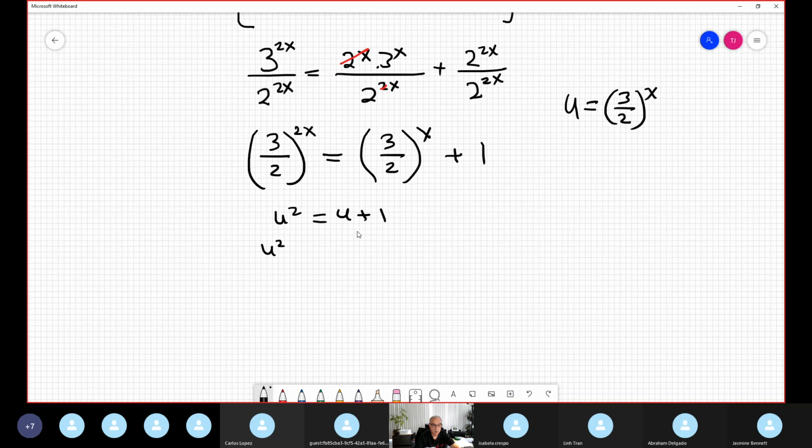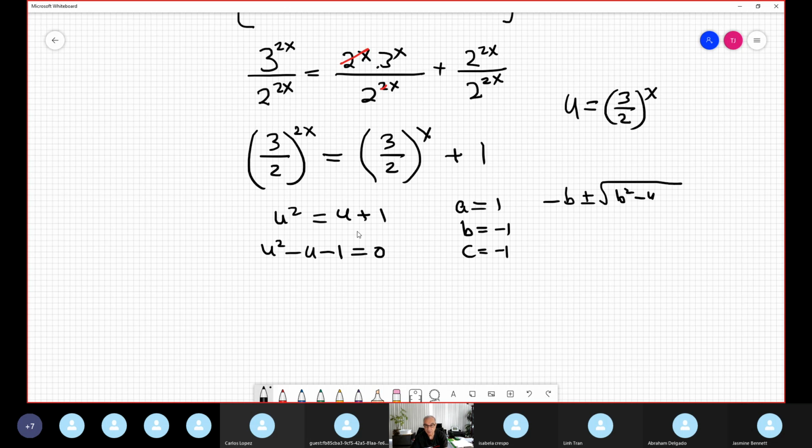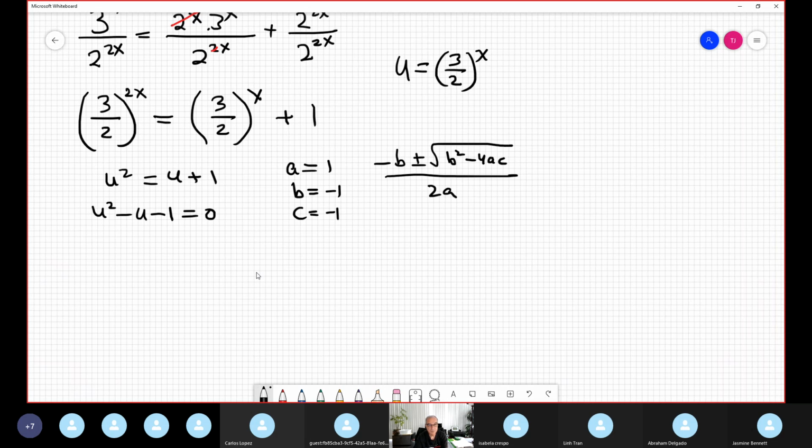Okay, quadratic equation, u squared minus u minus 1 equal to 0. By factorization, it's impossible to solve this equation, but by quadratic formula, yes. A is 1, b is -1, and c is -1 again. Minus b plus and minus square root of b squared minus 4ac divided by 2a. Okay. B is -1 and the double negative becomes positive. Plus and minus square root.